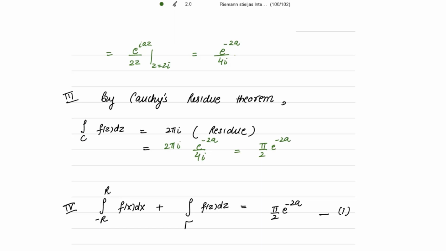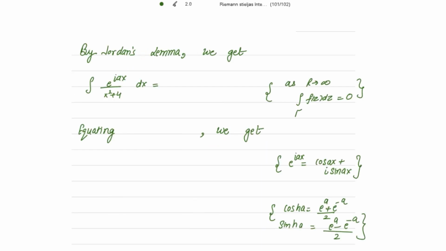One is from minus R to positive R along the real axis, where the function will change into the x variable, plus the integration along the semicircle tau of f(z) dz. This is equal to pi by 2 e^(-2a). Now I have to apply Jordan's lemma over here. It is obvious that the second integral will always tend to 0 when R tends to infinity. So by Jordan's lemma, as R tends to infinity, this integration will be equal to 0.